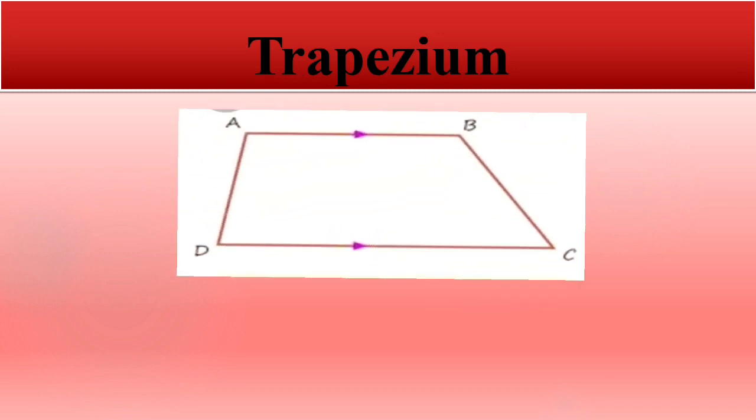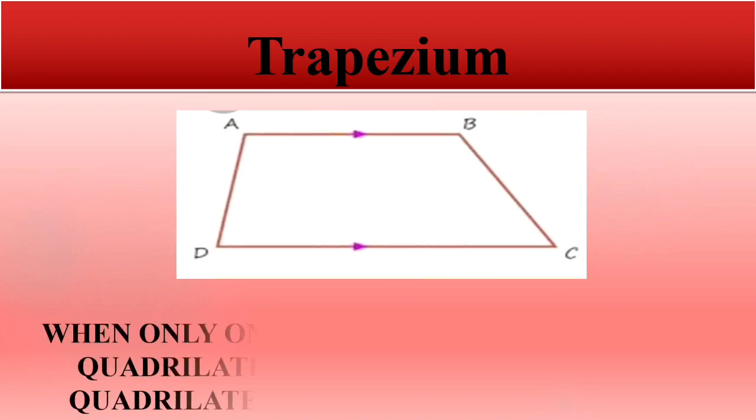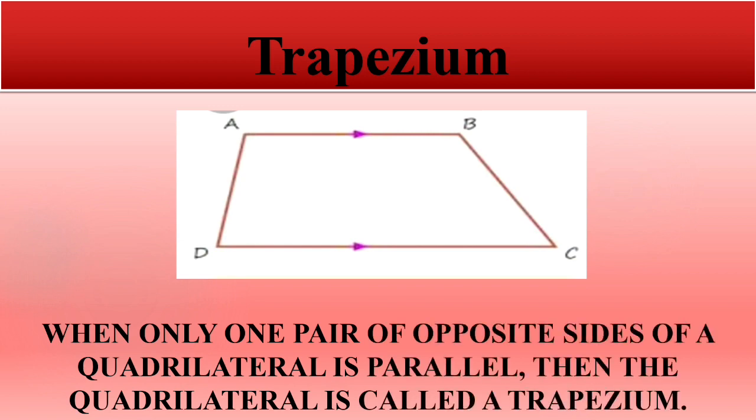The figure drawn in front of your screen is a trapezium. ABCD is a trapezium. When only one pair of opposite sides of a quadrilateral is parallel, then the quadrilateral is called a trapezium. In the given figure, AB is parallel to CD. So, one pair of sides is parallel, then we can say this figure is a trapezium.